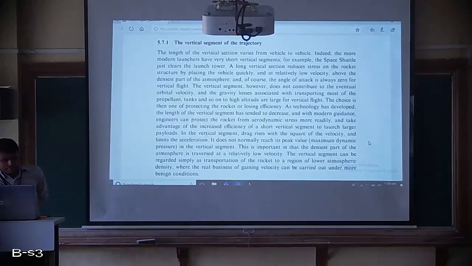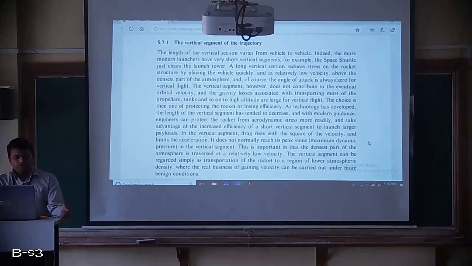However, this vertical segment without any angle of attack will not produce a high amount of orbital velocity. Actually, what we want is a high amount of orbital velocity to clear the Earth's atmosphere, but it will not create that. And here the gravity losses associated with transporting most of the propellant tanks to the higher altitude are large. So the gravity loss associated with the transportation of propellant tanks and other parts of the rocket will be very high for vertical flight.